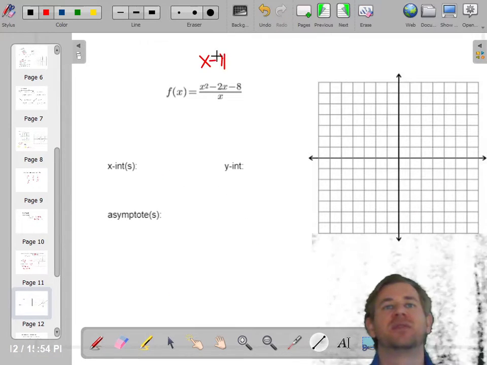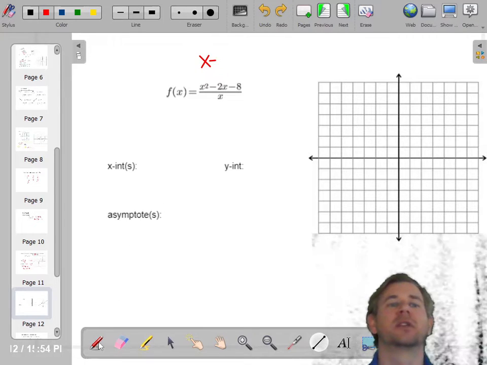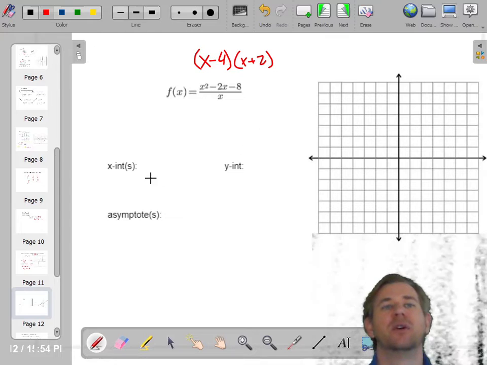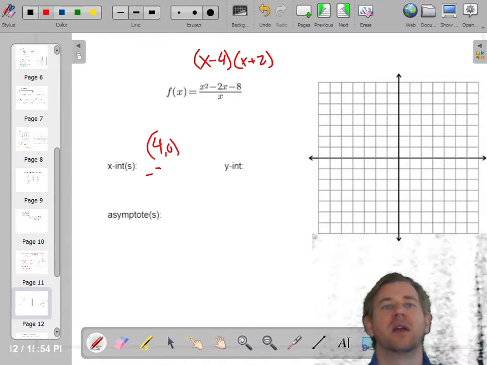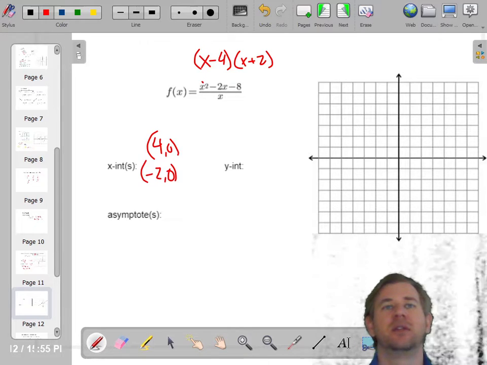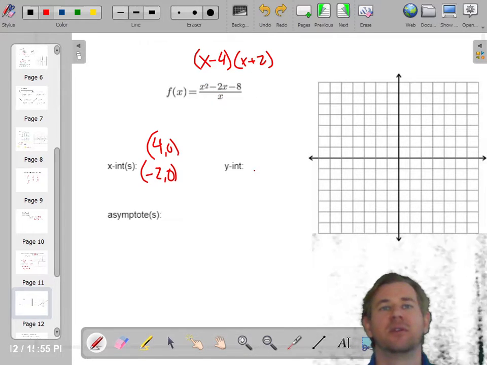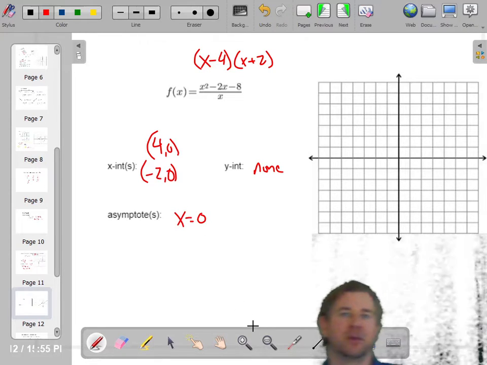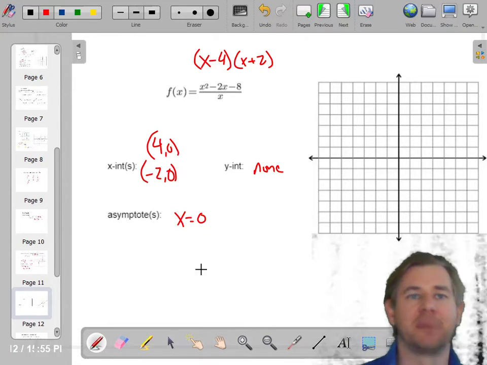X-intercepts, x minus 4. Oops, these are not what I want. X minus 4, x plus 2. So x-intercepts are at 4 and -2. Y-intercept, wait a minute. You can't plug in 0, so there is none. And that means that x equals 0 is an asymptote. The denominator cannot be 0.